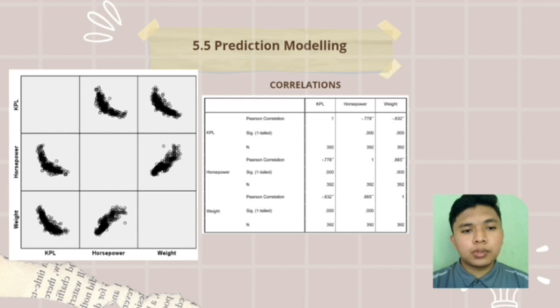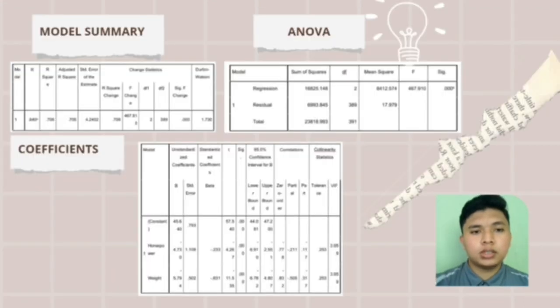The correlation figure shows KPL correlates highly with horsepower and weight. There is no significant correlation between KPL with horsepower and weight. Horsepower correlates highly with KPL and weight. There is no significant correlation between horsepower with KPL and weight. Weight correlates highly with KPL and horsepower. There is no significant correlation between weight with KPL and horsepower. Next, the diagram shows the model summary, ANOVA, and confidence with calculation.